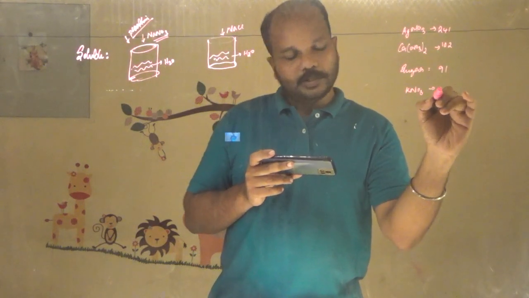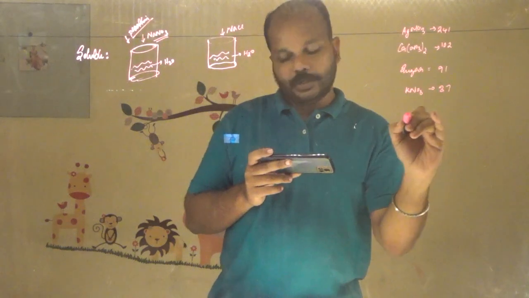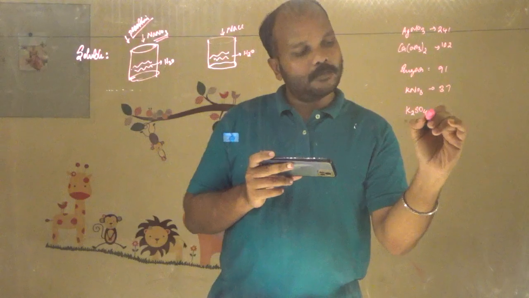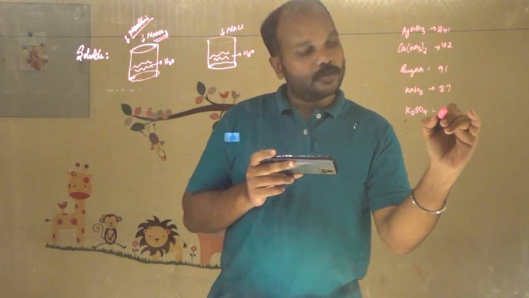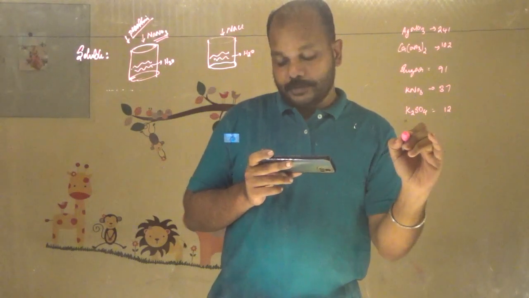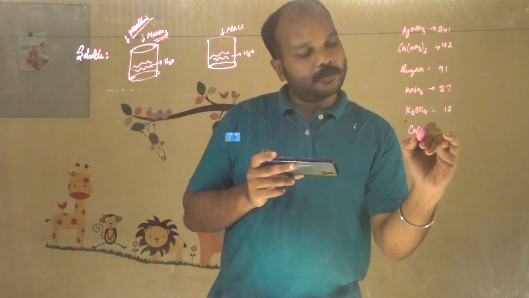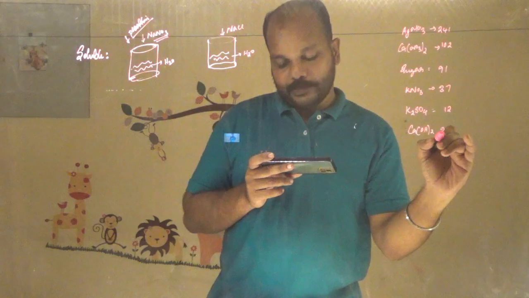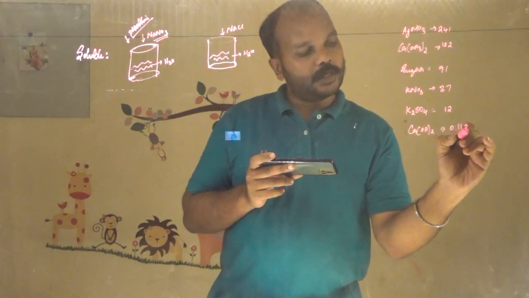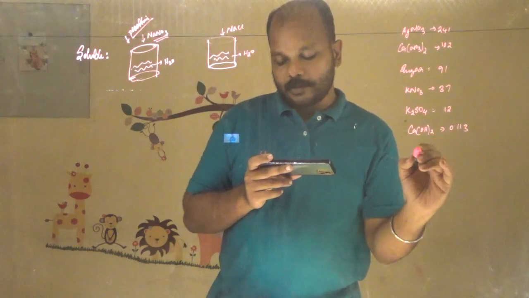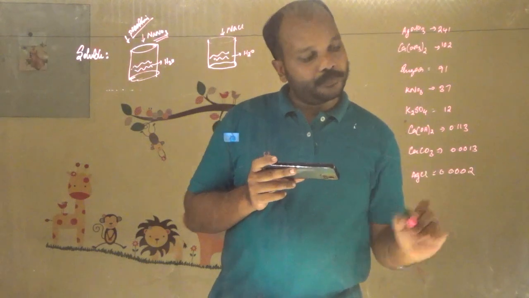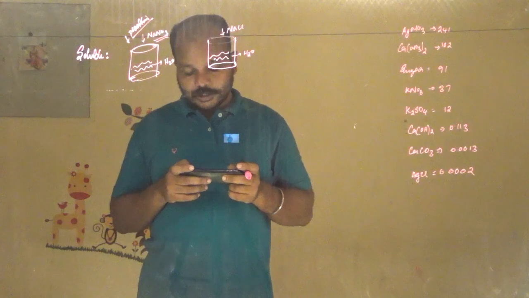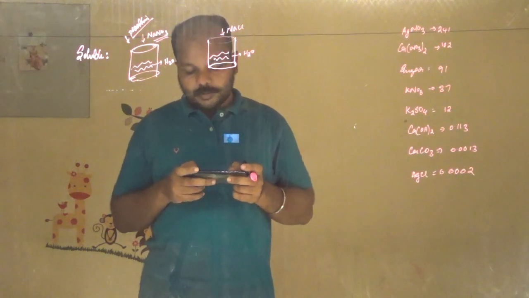Potassium nitrate is 37.9. Potassium sulfate is 12. Okay, and calcium hydroxide is 0.113 grams in 100 ml of water. Then silver chloride. Okay, so yeah, this is the table.